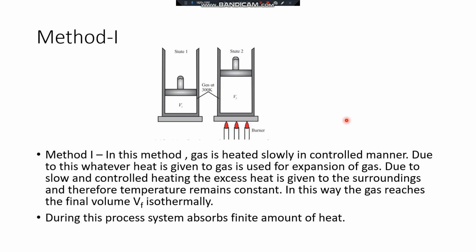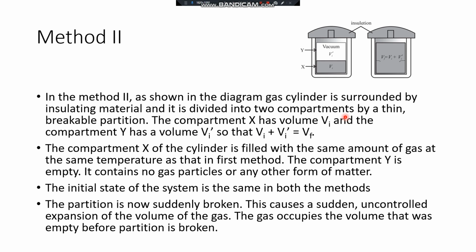Let us consider the second method. In method 2, as shown in the diagram, we have a gas cylinder surrounded by insulating material. This gas cylinder is divided into two compartments. Let us call this compartment X and this compartment Y. The compartment X has volume Vi and the compartment Y has volume Vi dash, such that Vi plus Vi dash is equal to Vf. The two compartments are separated by a thin breakable partition.